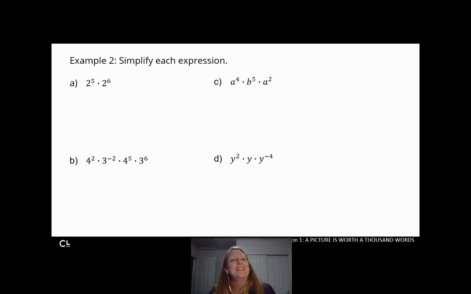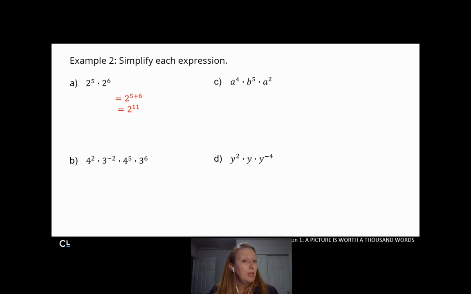So here I have 2 to the 5th times 2 to the 6th. So this means I have a base of 2, and I can just add together my exponents. 5 plus 6 gives me 2 to the 11th power. If I really wanted to at this point, I could grab a calculator and figure out what 2 to the 11th power is. I'm not that desperate at this point in time because it's just going to be a big number.